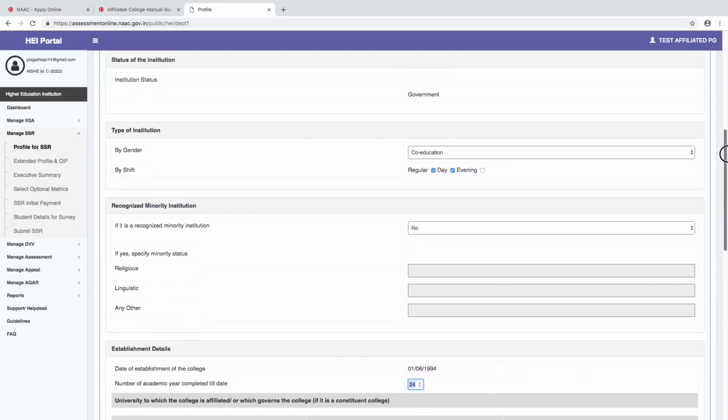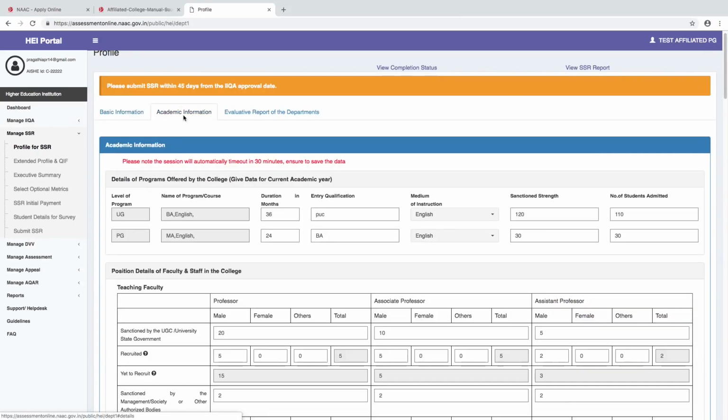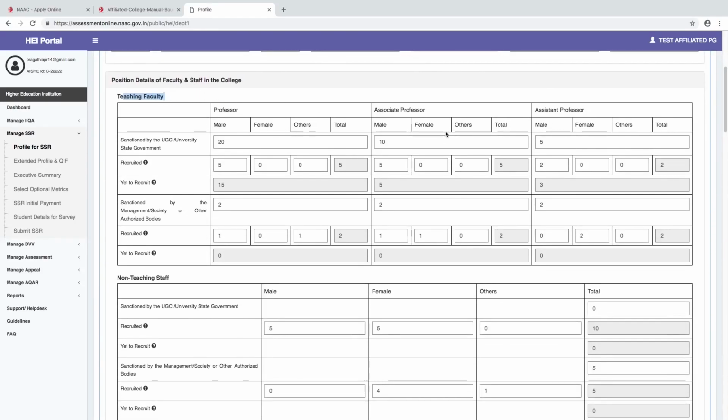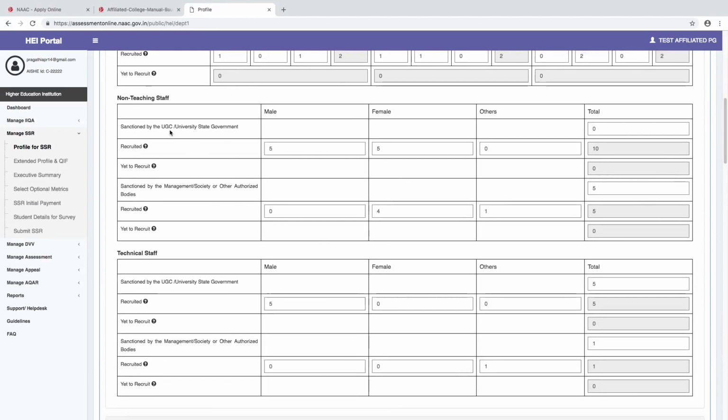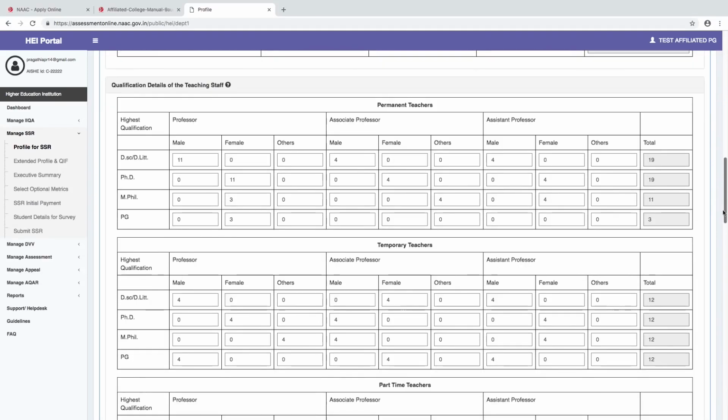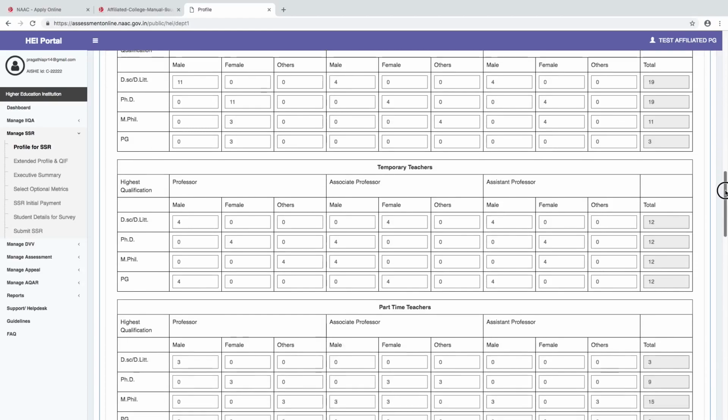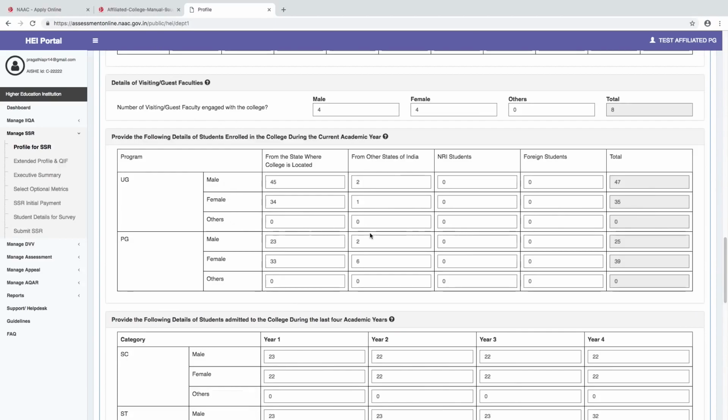After completing this section, we proceed to the academic information. Now, in the academic information, details like the UG program and PG program will always be given through the IIQA. That is why they are marked in a different color. But the duration of the course, the entry level, the sanctioned strength and the number of students admitted have to be given here in this section of the SSR. Details of teaching faculty need to be given in this section, as well as non-teaching staff, technical staff, and the qualification details of the staff members, such as professors with the highest qualification of PhD, MPhil, PG, etc. And then the visiting faculty or guest faculty details.